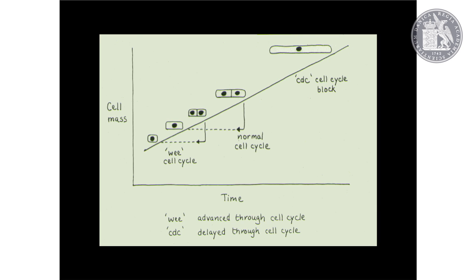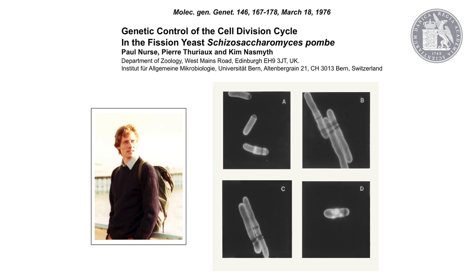If you cannot complete a process important for that cell reproductive process, then the cells will continue increasing in mass and give us those elongated cells that I showed you. So that's just to repeat the argument that I've already said. And this is what they looked like, and this is the first paper that was described from 1976. This is a graduate student who was working with me, Kim Naismith.